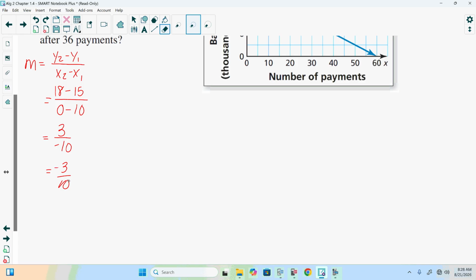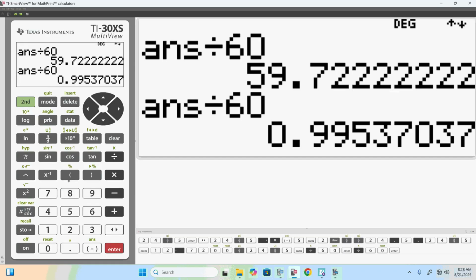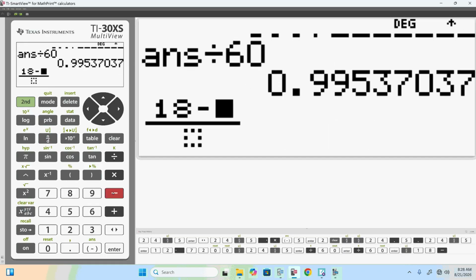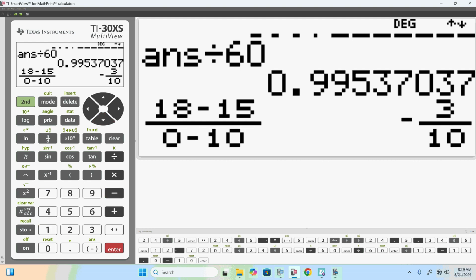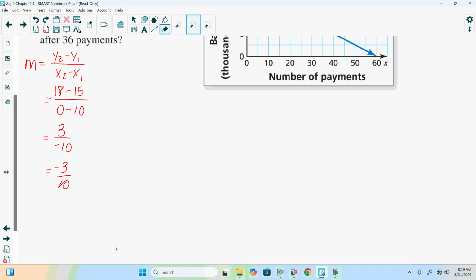0 minus 10. It would be negative 10 because I'm saying 0, I'm taking 10 away from 0. So we're going below it. Now the negative, we don't like leaving it in the bottom of a fraction. So we either move it to the front or essentially factor it out of the denominator and multiply it through the numerator. So it's negative 3/10. Does it make sense that the slope is negative?